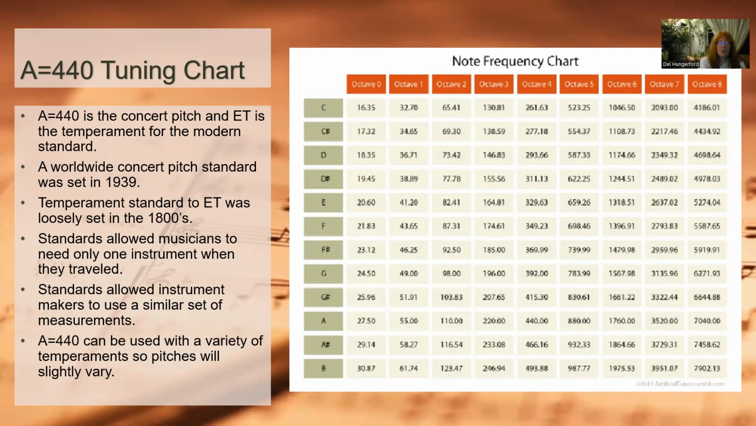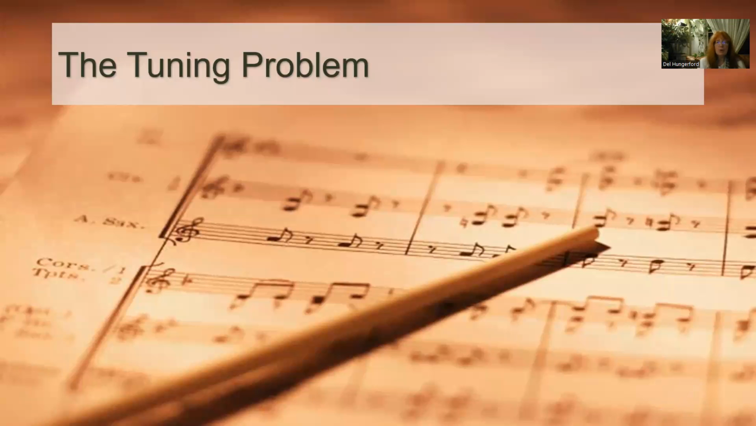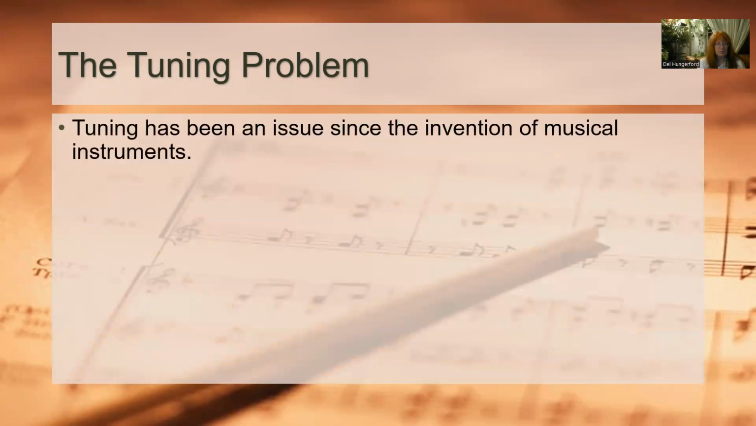A440 can be used with a variety of temperaments. So you could still use A440, but use mean tone, just intonation, well temperament, Werckmeister, and a variety of others. Pythagorean, you'd still set A at 440 and change the temperament, just so you're aware of that. The tuning problem: tuning has been an issue since the invention of musical instruments. It was doubly made difficult upon the invention of keyboard instruments in the early Baroque era.